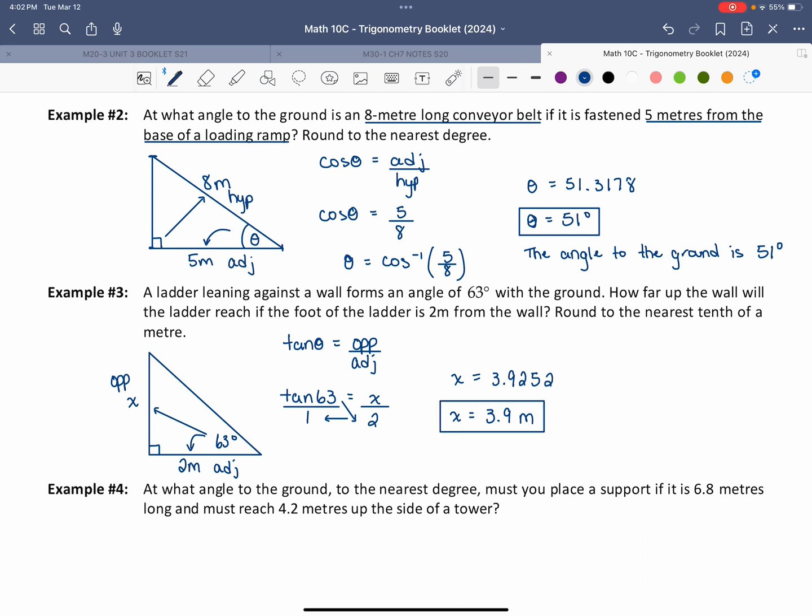And then write a little sentence. The ladder reaches 3.9 meters up the wall.